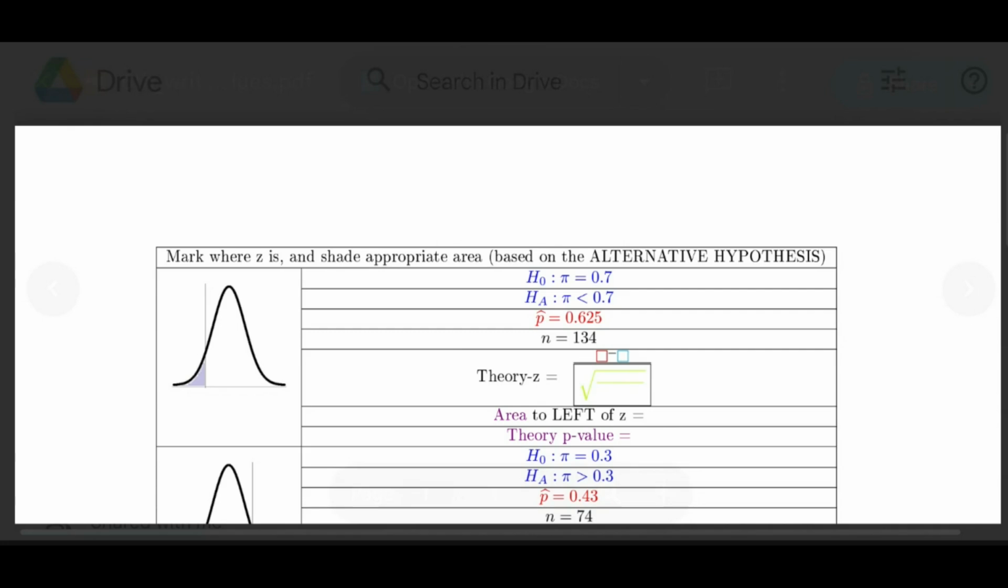Look at the areas of the theory p-values. The only way to calculate a p-value is by doing each. Right, yeah, let's double check it.